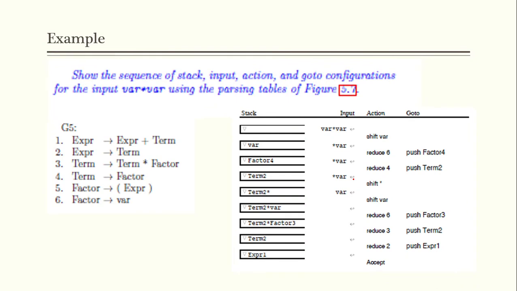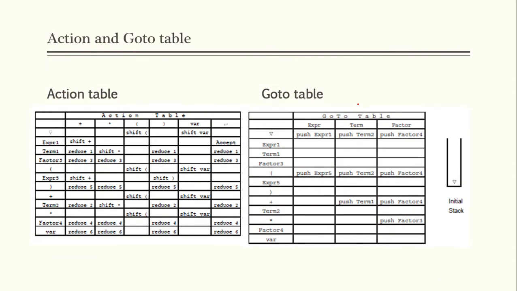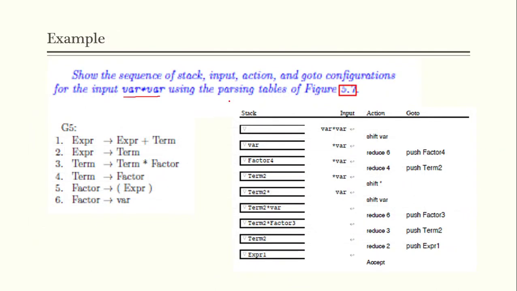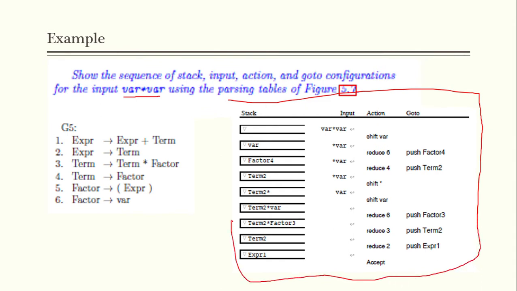For example, show the sequence of stack, input, actions and goto configurations for the input var times var, using the parsing table of figure 5.7. So this is figure 5.7. They want you to come out with this stack, input, action and goto configurations, using this grammar G5. So let's say this is the grammar, and then come out with this table.